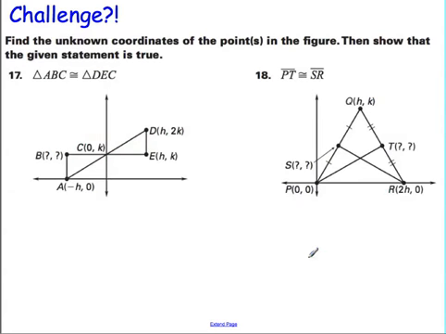Lastly, I want to take a look at these guys. A little bit different than what we've been doing here in the past. It says find the unknown coordinates of the points in the figure, then show that the given statement is true. So we have this triangle and this triangle. Hopefully they're going to be congruent because that really helps us out. If we notice this coordinate is over 0, up k, and this one is also up k, but it's over h, so I can definitely say that this length right here is h. If this length is h, I know that this length has to be h as well.